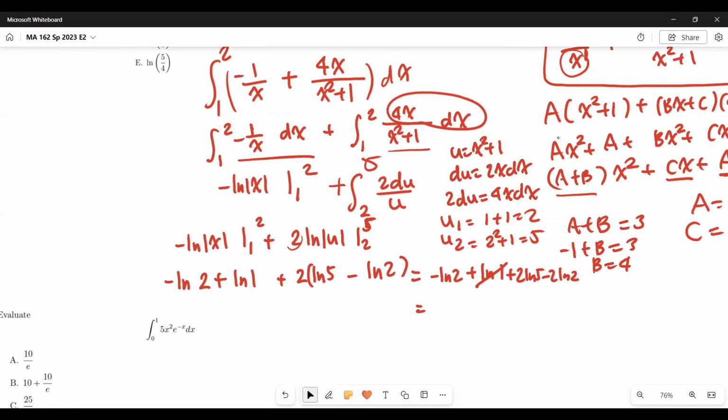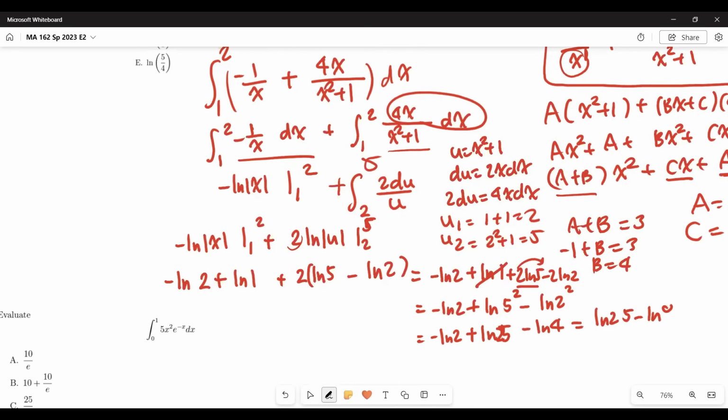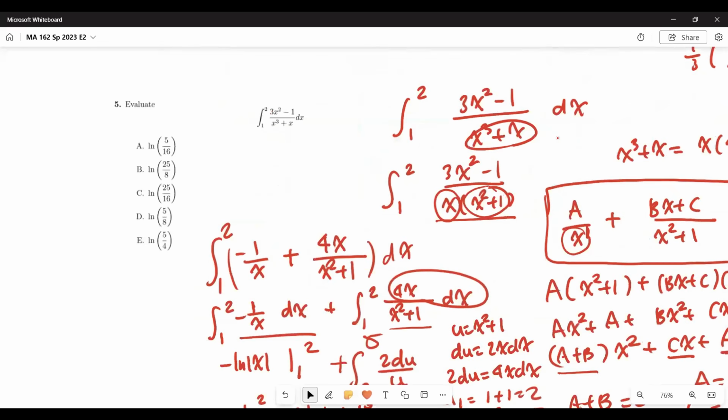This is the same as negative ln 2 plus, using the logarithmic rule, the coefficient can go to the exponent power. So this will be ln 5 squared minus ln 2 squared. Negative ln 2 plus ln 25 minus ln 4. So this becomes ln 25 minus ln 8 because of the logarithmic rule. So this eventually becomes ln 25 over 8. So the answer for this question is B.